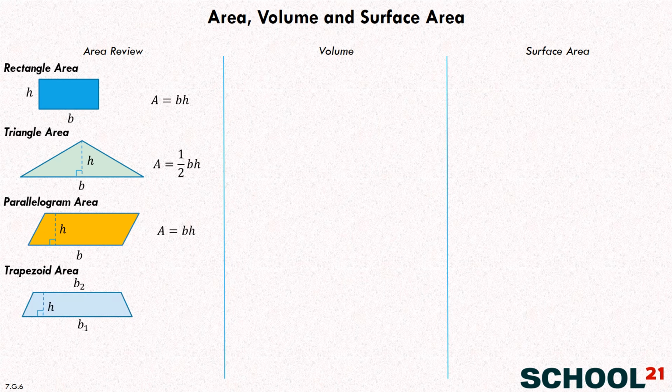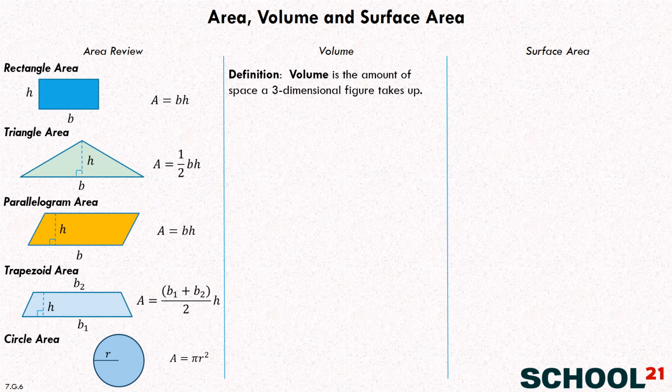Area equals BH, or base times height. For a trapezoid, it's a little different. It has one base and then another base that can be different lengths, B1 and B2. So once you know the height, your formula is area equals B1 plus B2, divided by 2, times H. And finally, the area of a circle, when you're given the radius, is pi r squared. Okay, so that's review. Now, let's talk a little bit about volume.